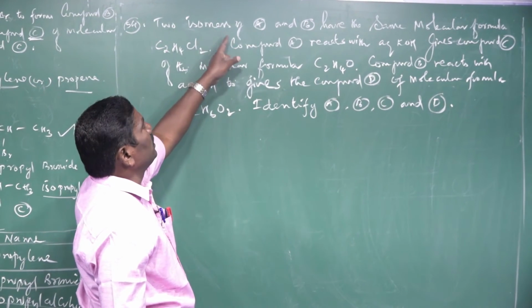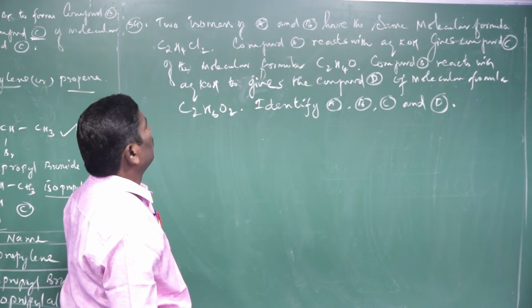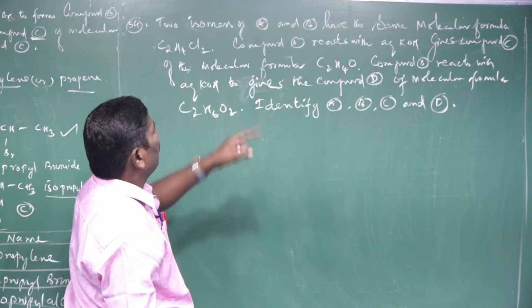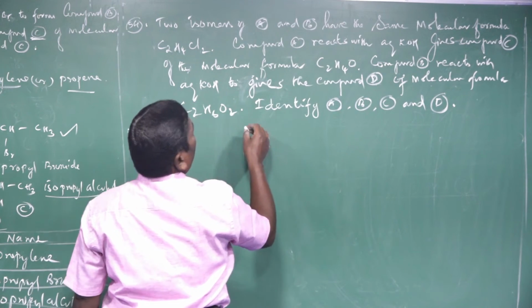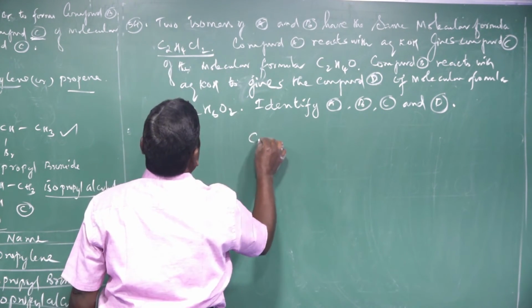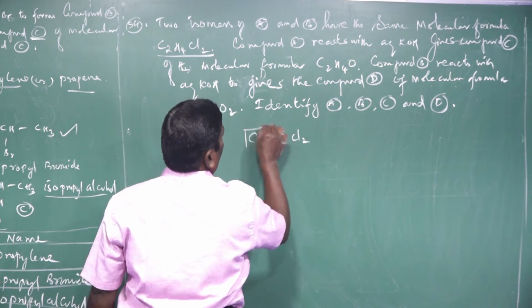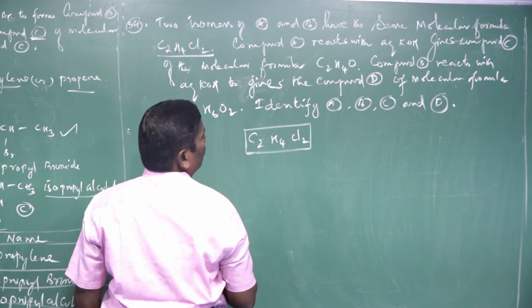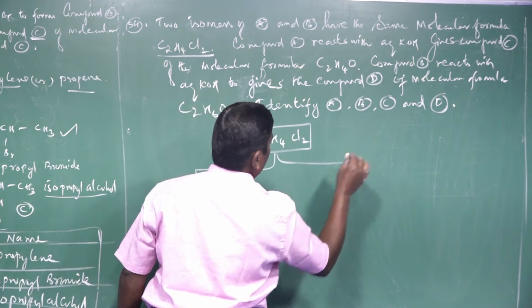You see, the isomers A and B have the same molecular formula. Now you write what is the same molecular formula. Compound isomers A and B have the same molecular formula. You write C2H4Cl2, and this is the compound given. And what are the two isomers they are going to identify?